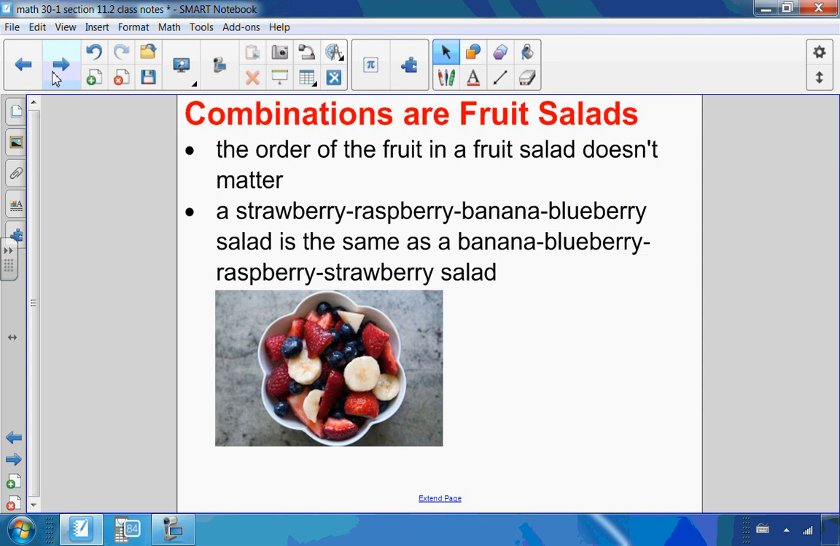Combinations are kind of like fruit salad. If you have fruit salad, the order of the fruit in the salad doesn't really matter. Like if you look at that bowl of salad, you could say it's a strawberry, raspberry, banana, blueberry salad, or you could also say it was a banana, blueberry, raspberry, strawberry salad. It doesn't matter the order. So this distinction is really important.